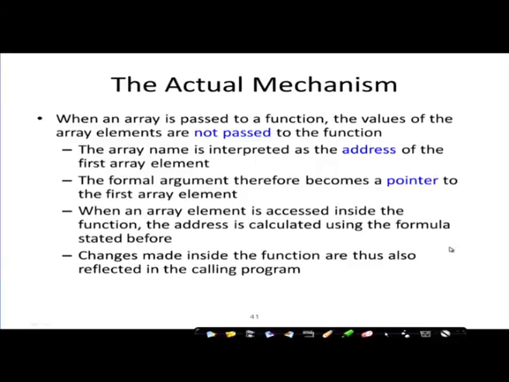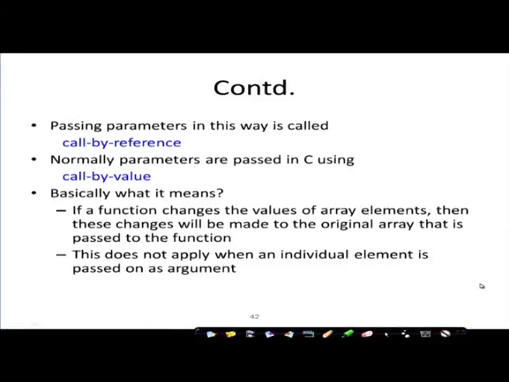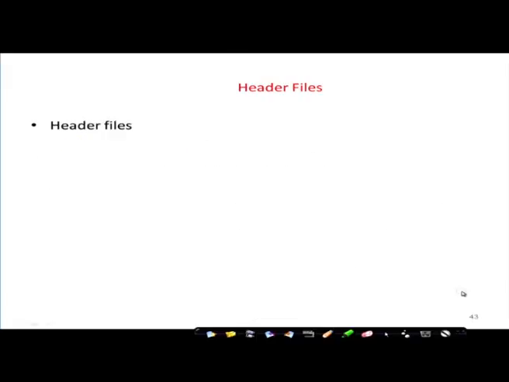The actual mechanism is, when an array is passed, the array elements are not passed, but what is passed is an address, and the argument becomes a pointer to the first element, that means the address of the first element. Okay. And when an array element is accessed inside the function, the address is calculated. I have already explained the formula that is used for finding the array element. So, this is known as call by reference. So, I think you have understood this.